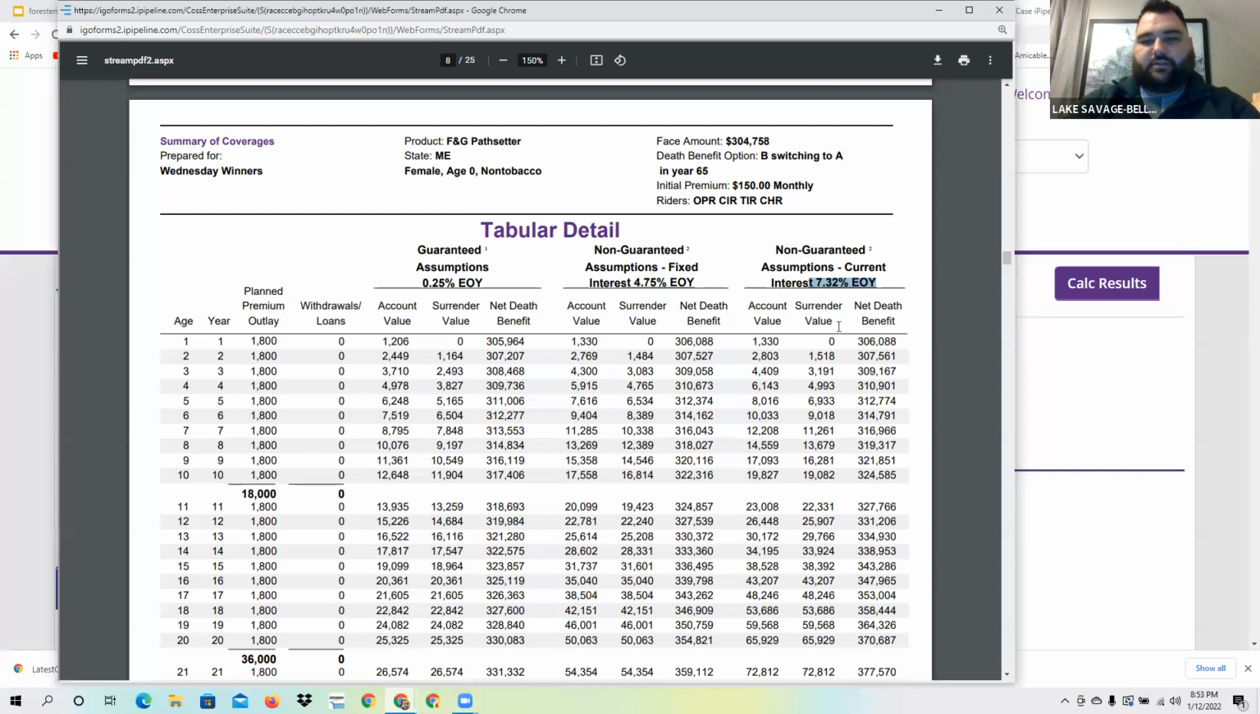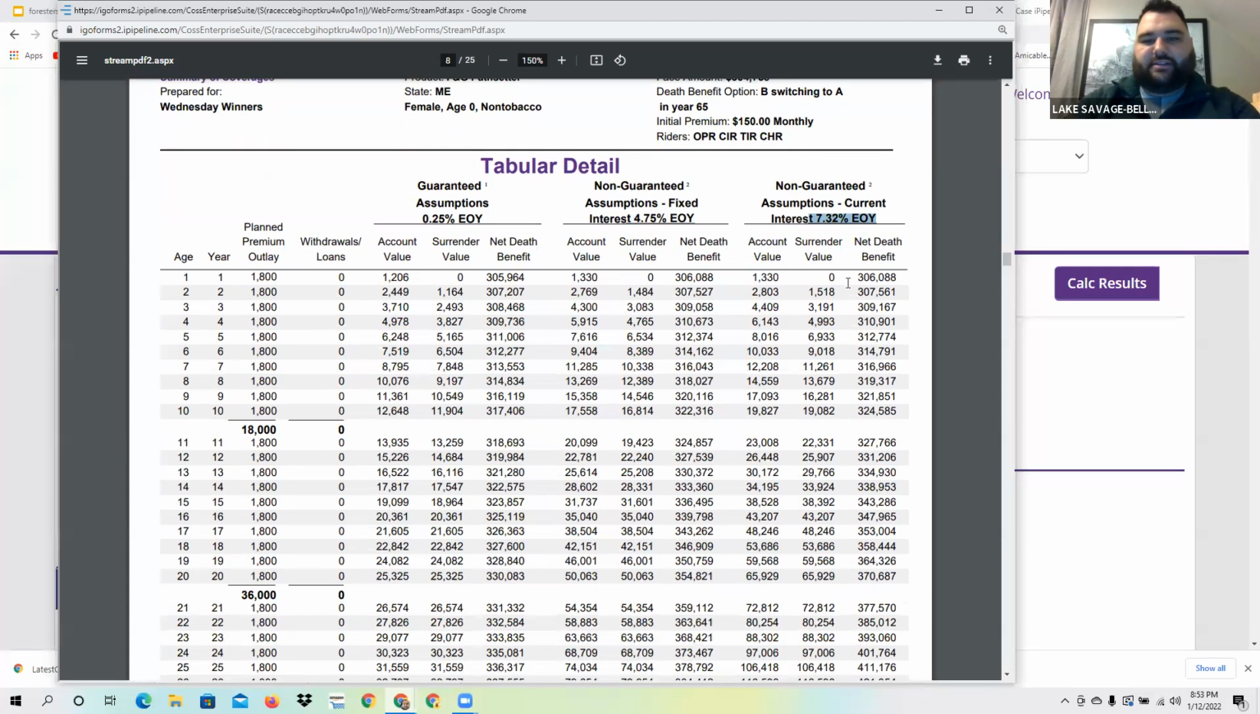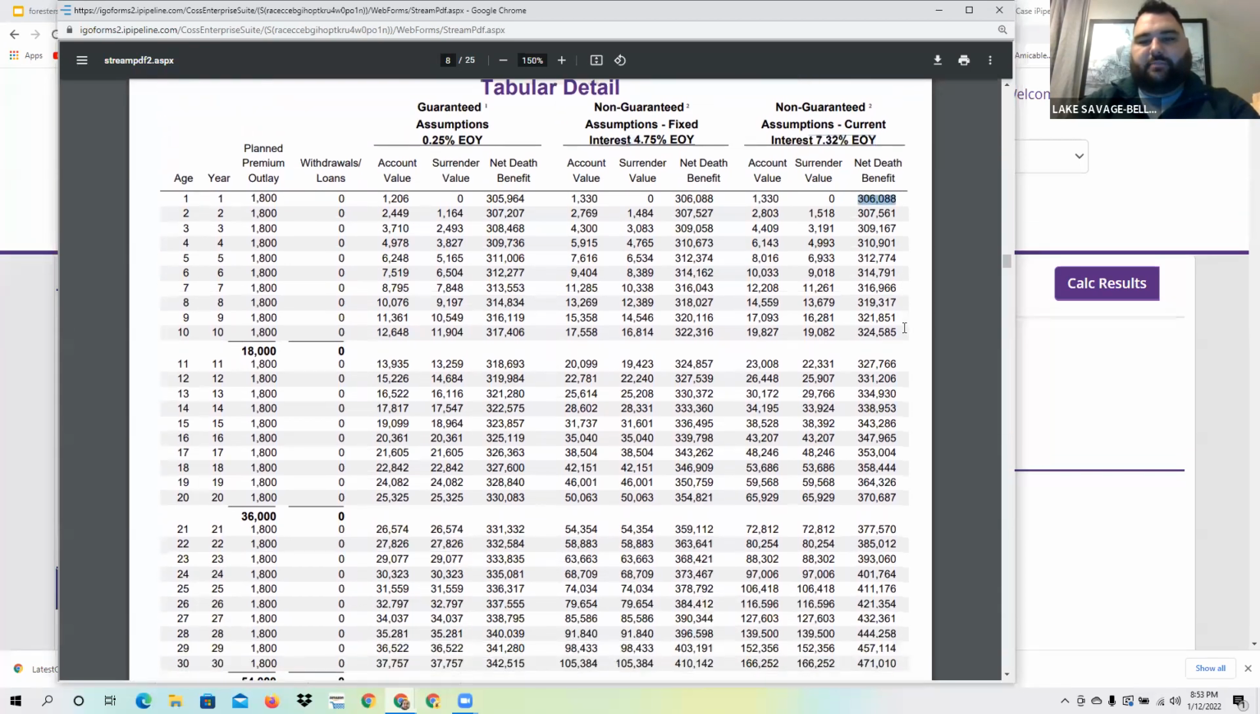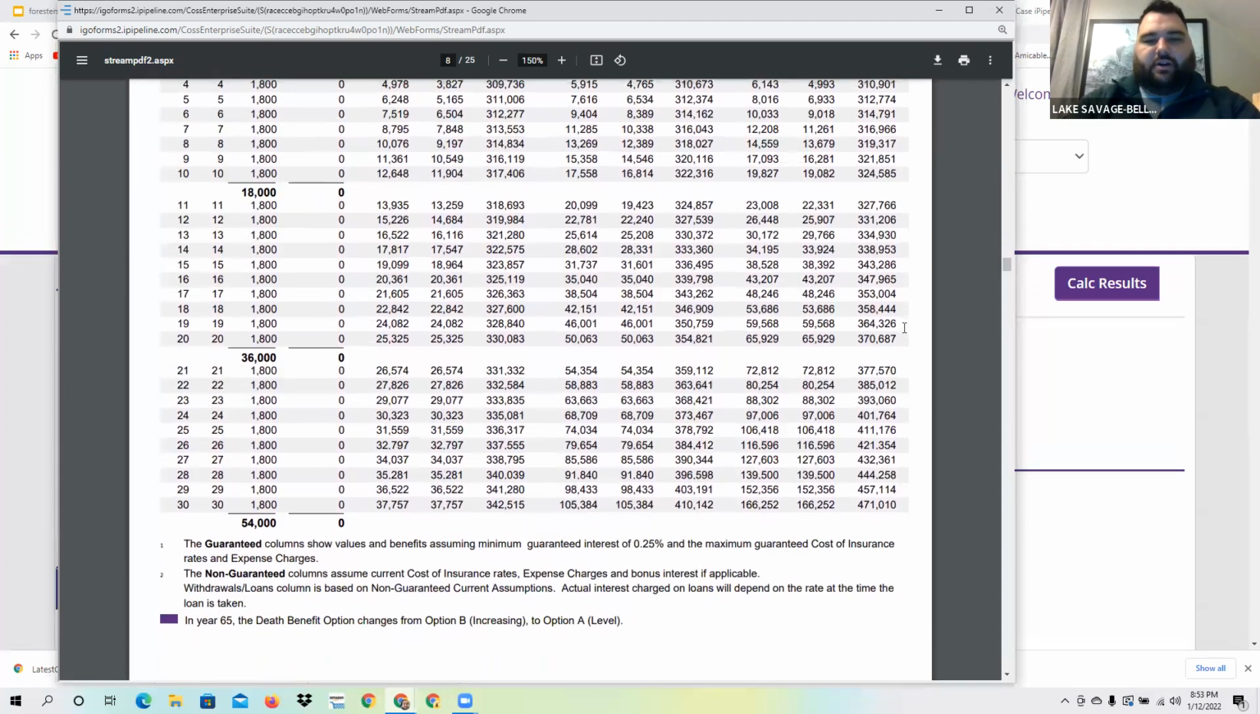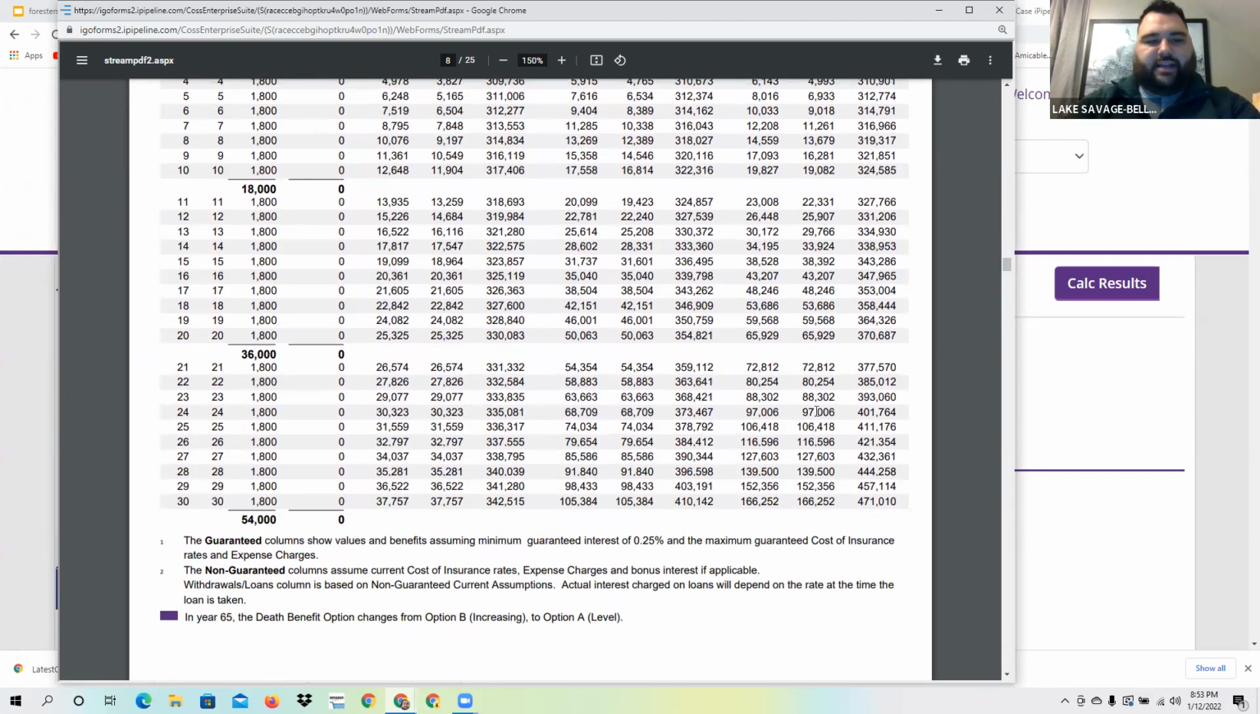Okay. So this is your death benefit. This is the initial death benefit. So if she passed away, parents would receive $306,000. Look at that amount grow. Now look at the cash value growing. By the time she's 25, she's already going to have $106,000 in there.